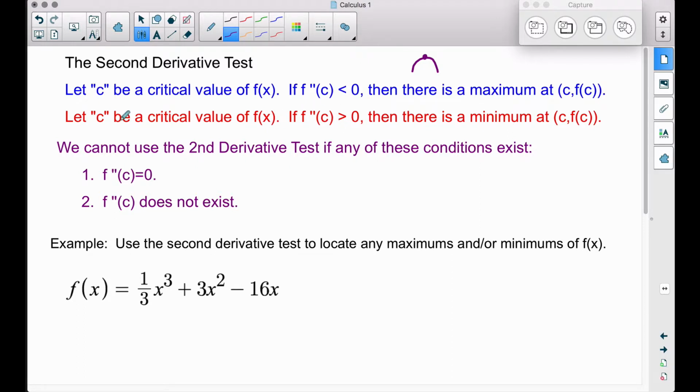Vice versa, here we find that critical value. Again, that is a value that makes the first derivative equal to 0. Plug that value into the second derivative, and if you get a positive value, then you're going to have a minimum. If the second derivative is positive, that means we're concave up at this critical value, and notice we do have a minimum right there. Now it goes without saying, if the second derivative at that critical value is equal to 0, then we cannot apply this test because it's not going to be greater than 0 or less than 0. Or if the second derivative at that critical value does not exist, we cannot apply the second derivative test.